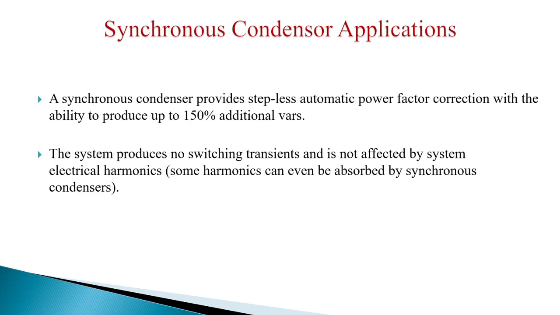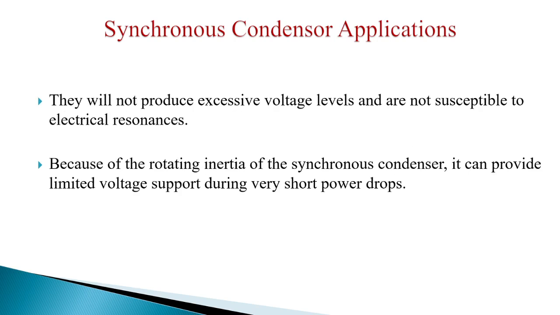So a synchronous condenser provides stepless automatic power factor correction with the ability to produce up to 150% additional volt ampere reactives. The system produces no switching transients and is not affected by system electrical harmonics. Some harmonics can even be absorbed by synchronous condensers, and they will not produce excessive voltage levels and are not susceptible to electrical resonances. Because of the rotating inertia of the synchronous condenser, it can provide limited voltage support during very short power drops.